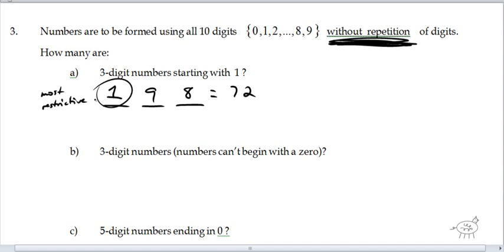Because I'm saying, hey, it's got to start with a 1. Okay? Let's look at the next one. It's a 3-digit number again, so 3 slots. Numbers can't begin with a 0.